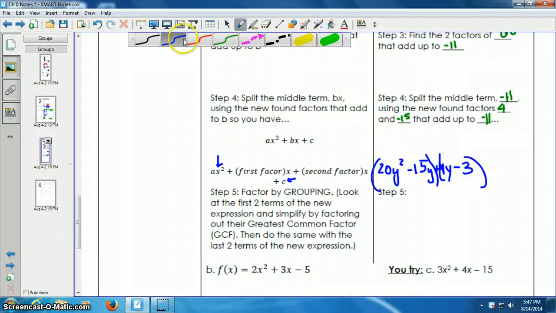So going back to our first example, what can I pull out of just these two terms here, 20y squared and negative 15y? And I can pull out a 5y. And so I pull out or divide out that 5y from each term. So 4y minus 3. And then I notice that this is 4y minus 3, and there's nothing I can pull out of that. So I just hold the place value again. I hold place values with a 1. And then I have 4y minus 3.